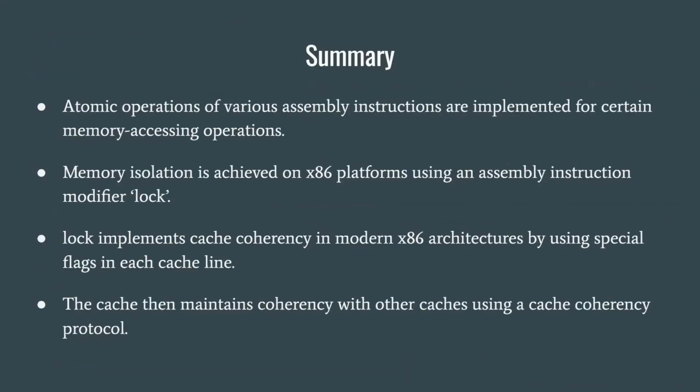In summary, x86 assembly gives the lock modifier for assembly programmers to be able to do various atomic operations. When lock is used, the hardware uses special flags in the cache to maintain cache coherency, so programmers get a memory-consistent multiprocessor environment.